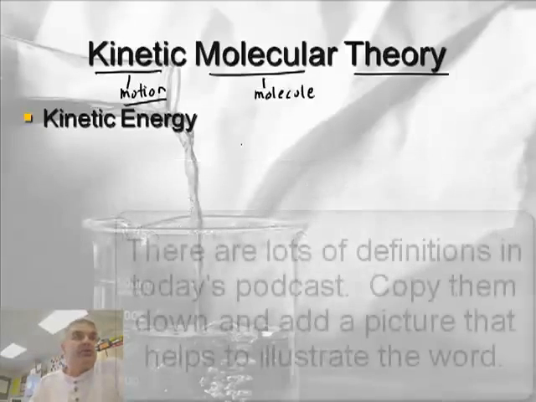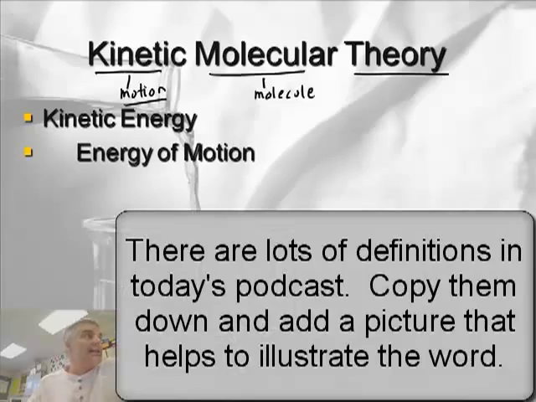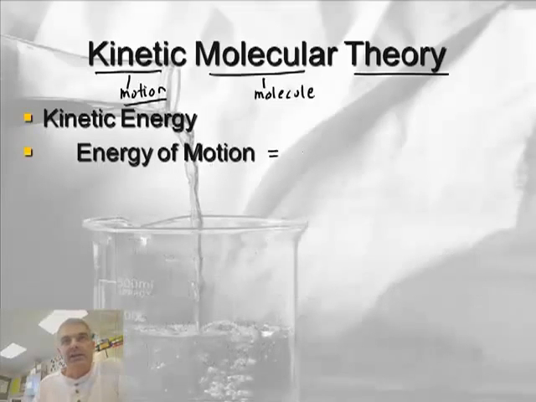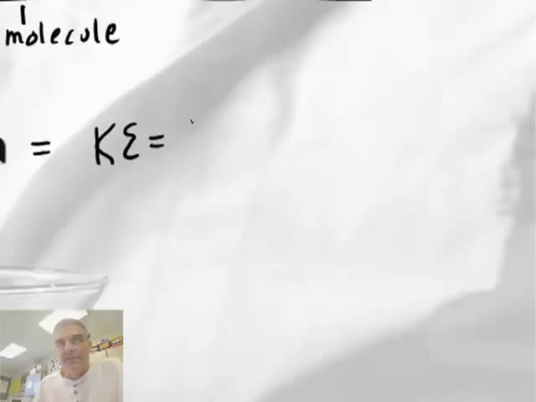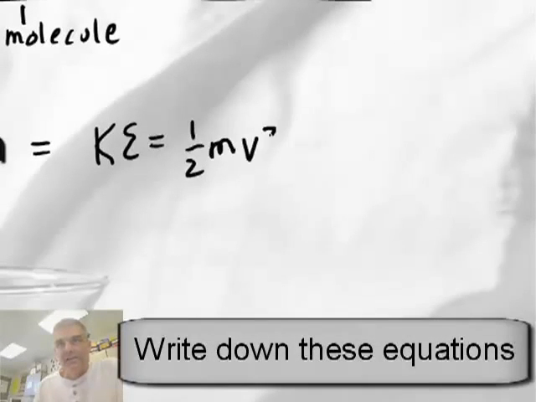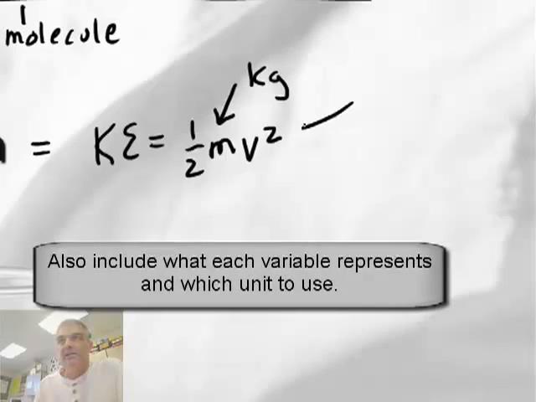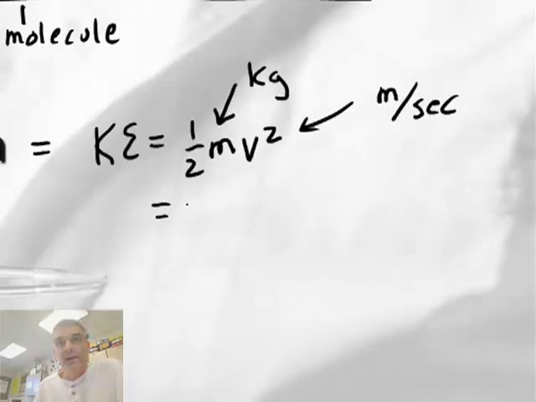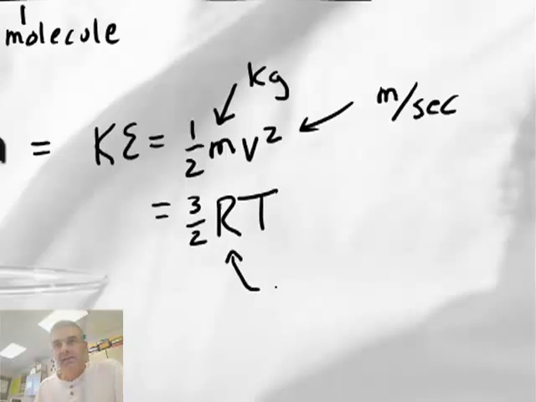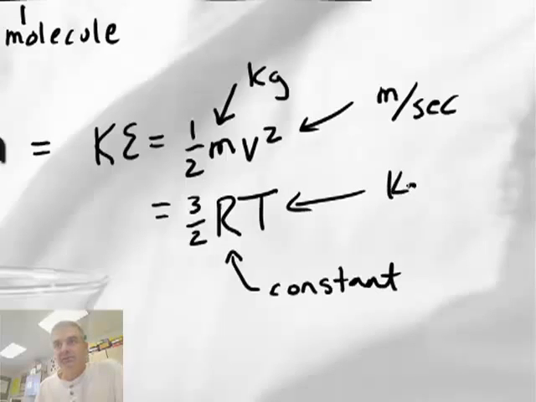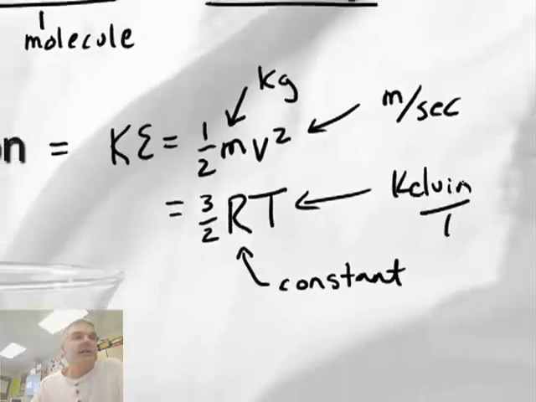So we want to learn about kinetic energy today. It's the energy of motion. As things move, they have energy, and there's actually an equation for the energy of motion. Kinetic energy is equal to 1/2 times the mass of the object times the velocity squared, where mass is measured in kilograms and velocity is measured in meters per second. There's also another equation we'll learn. It's also 3/2 times R times T, where R is a constant and T is the Kelvin temperature. And we'll get into that a little bit later.